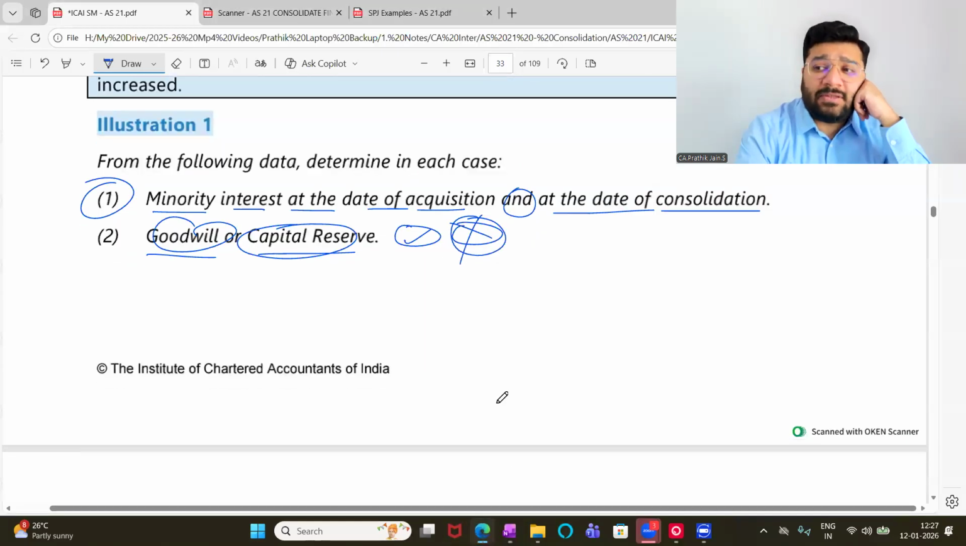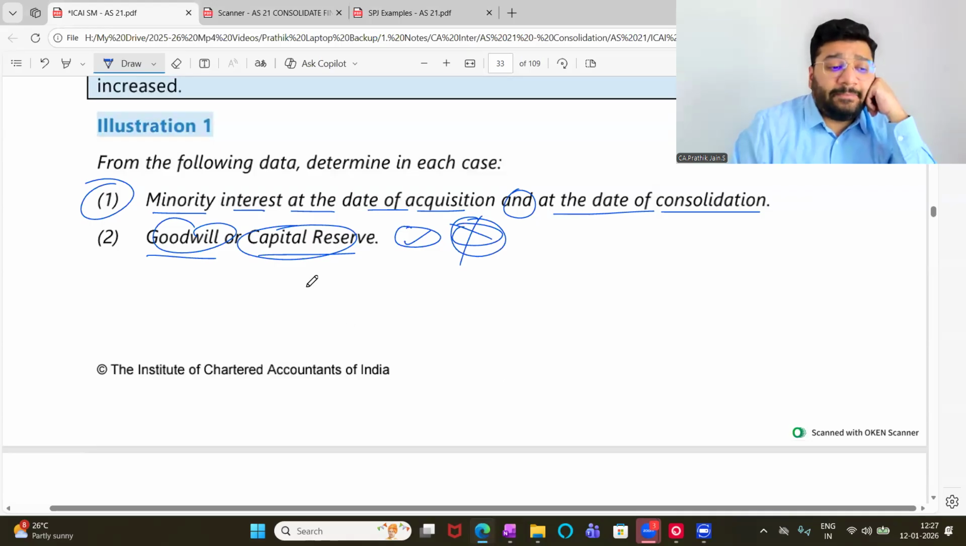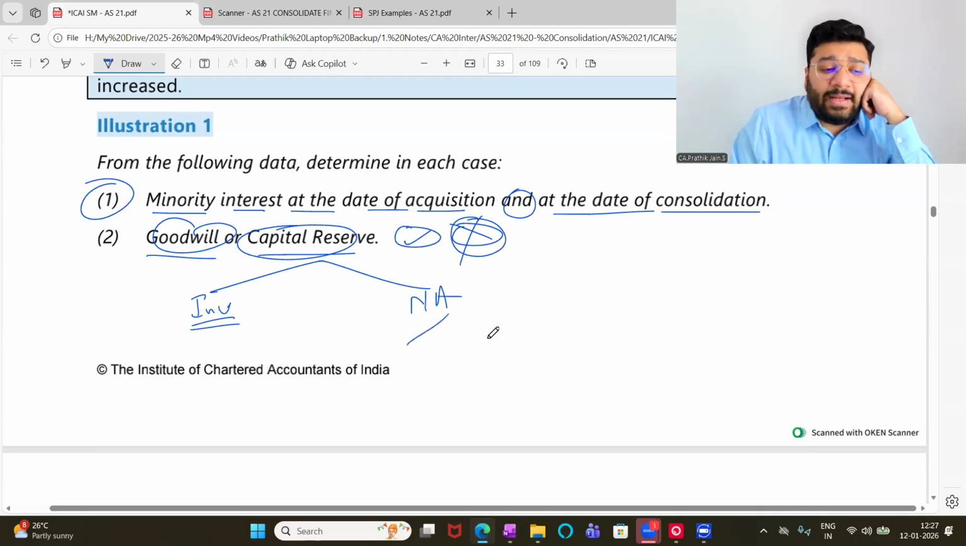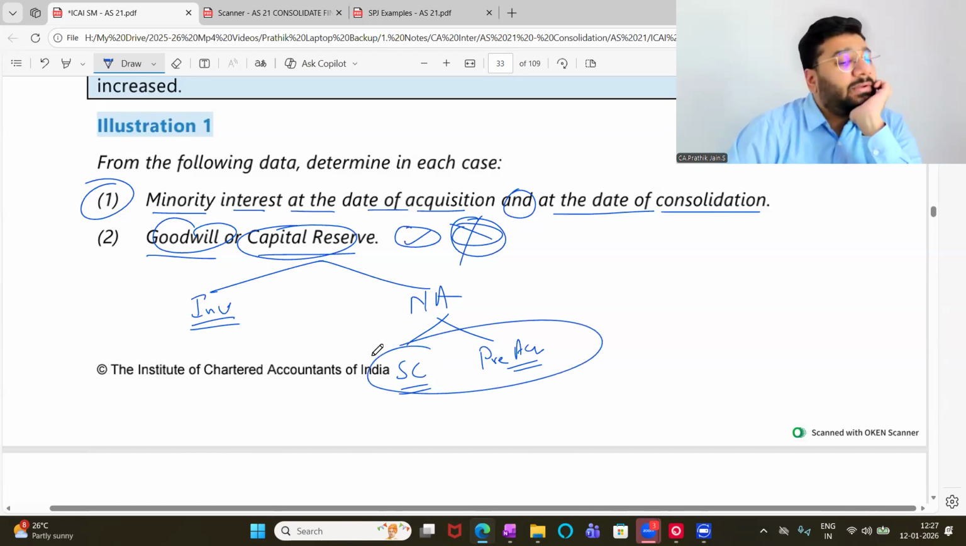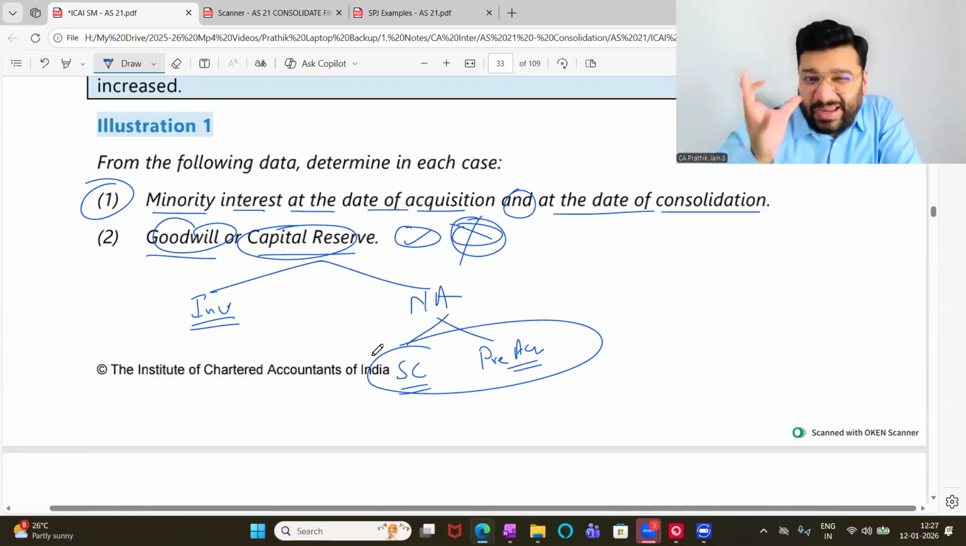Next is goodwill and capital reserve. For me to calculate goodwill and capital reserve, what do I need? I need investment amount. Then I need net asset. In net asset, I need share capital on the date of acquisition and pre-acquisition profit, basically. If these are there, I can do it. Now, how do we prepare the tabular column? We'll keep the same case 1, 2, 3, 4. But what columns should we have additionally, horizontally or vertically, that we have to decide. Tell me, people, how do we frame the format?